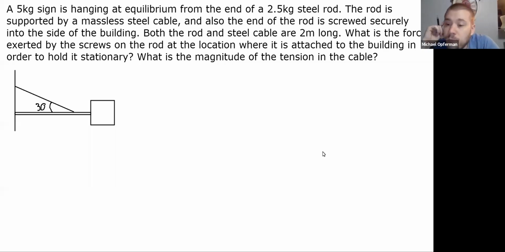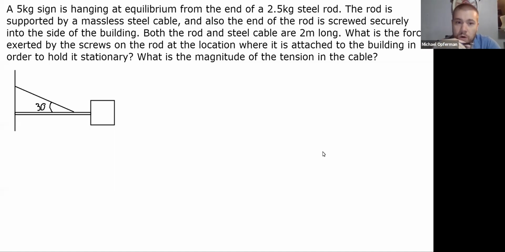Let's try another example of a system that's at static equilibrium. In this case, we have a sign hanging from a rod that's attached to the wall with screws, and then also there is a cable holding it up, which is attached to the rod. So we have the mass of the sign, the mass of the rod, the length of the rod, the length of the cable, and the angle at which the cable is attached to the rod.